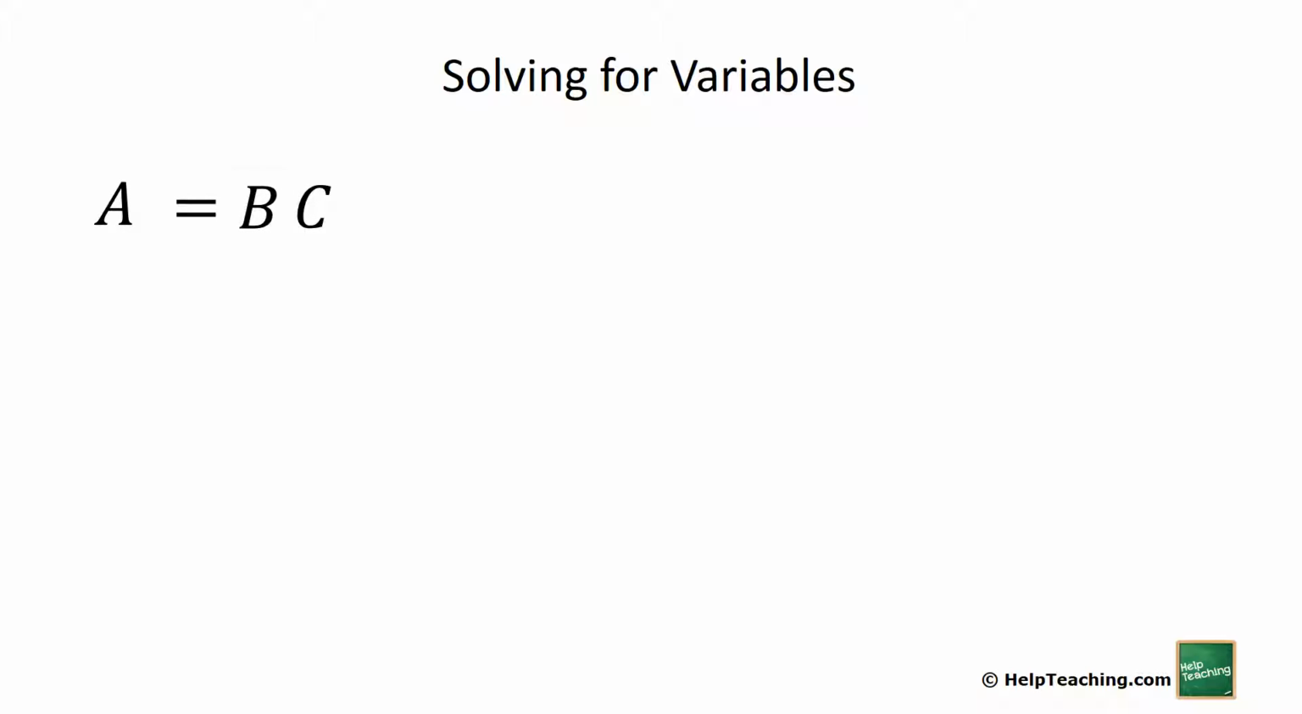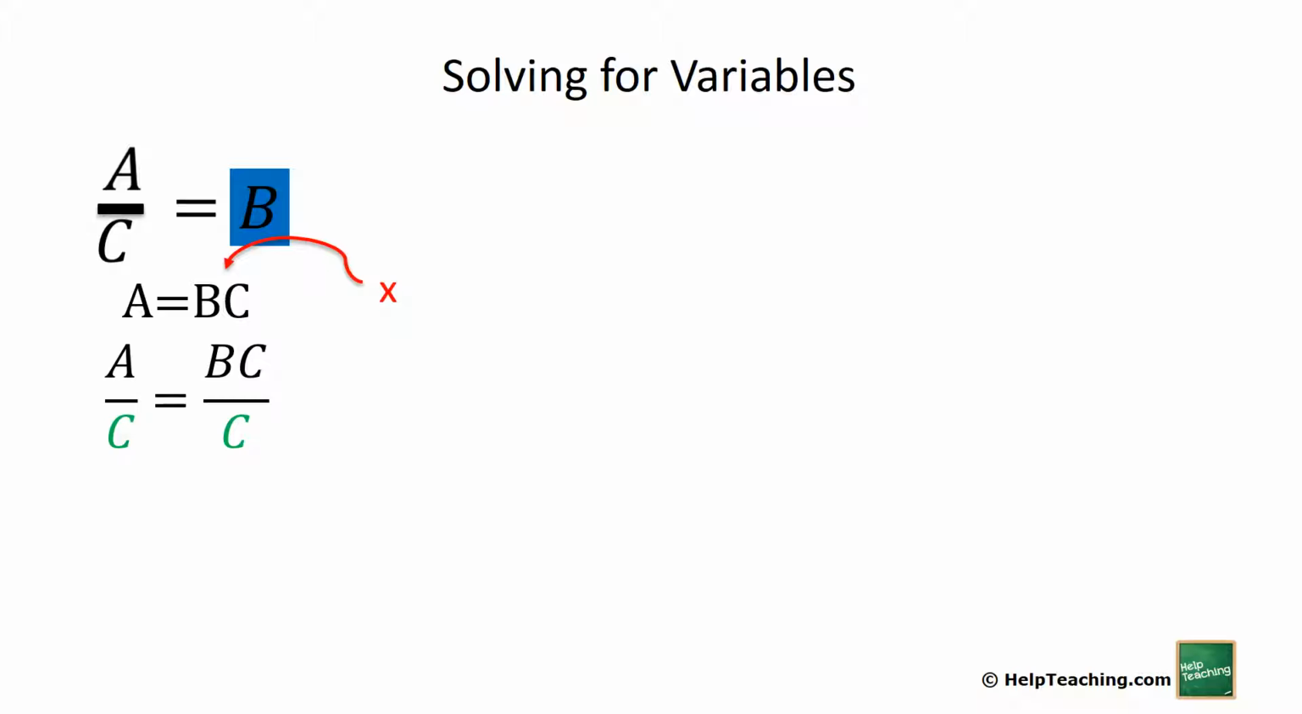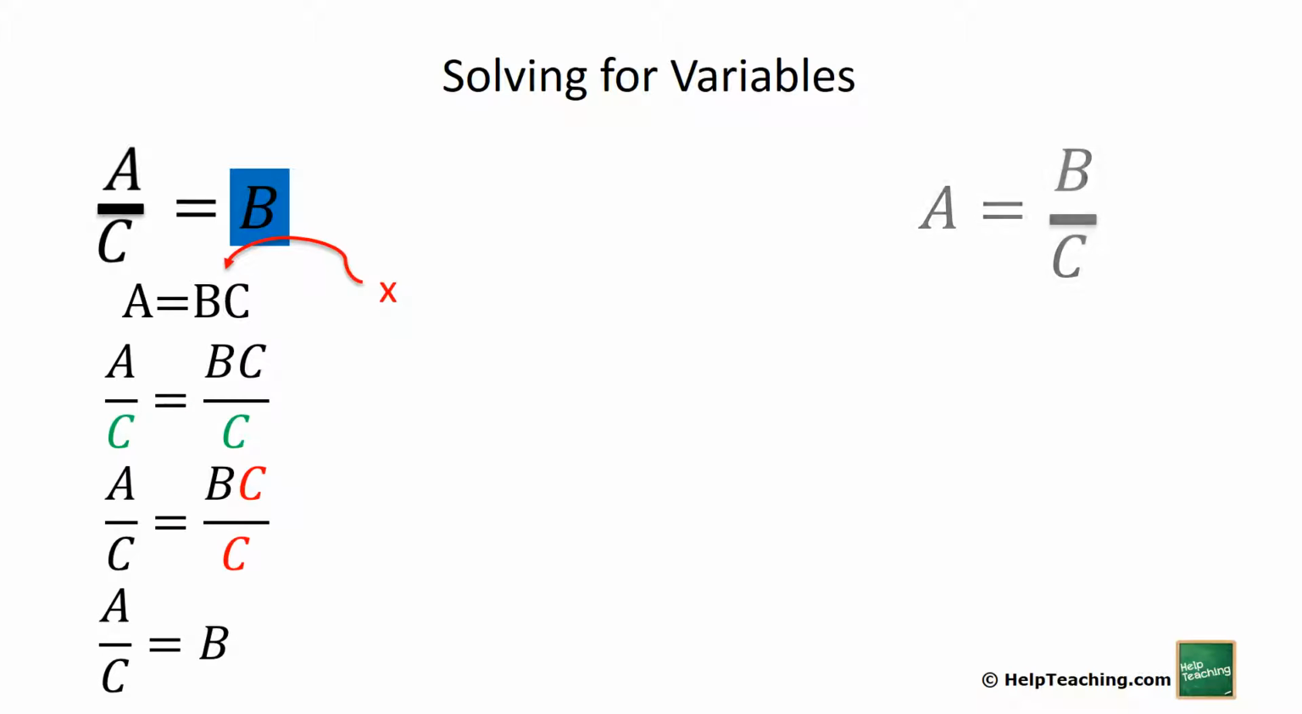A is equal to BC. So if we want to solve for B, we can just move the C under the A. Let's break down the steps. B is attached to C by multiplication. That means that we must divide both sides by C, and now we end up with a C over C, and anything divided by itself is 1, so it cancels out and just becomes A over C equals B.